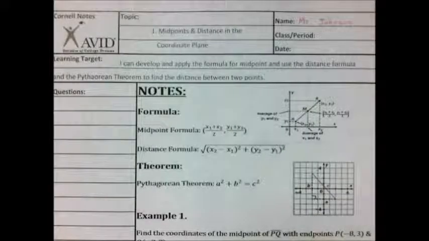Alright, this is the beginning of the next unit, and we're talking about midpoints and the distance in the coordinate plane. Your learning target is: I can develop and apply the formula for midpoint and use the distance formula and the Pythagorean theorem to find the distance between 2 points. So let's get going here.